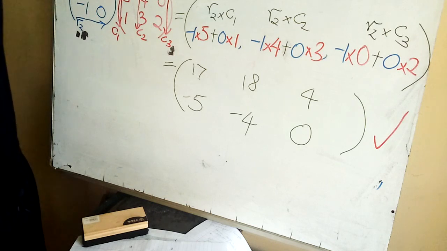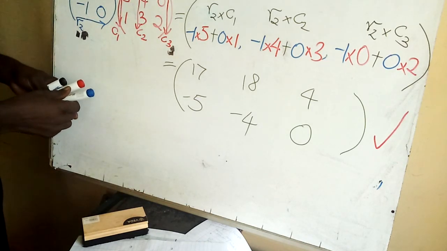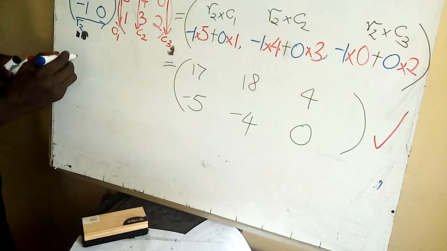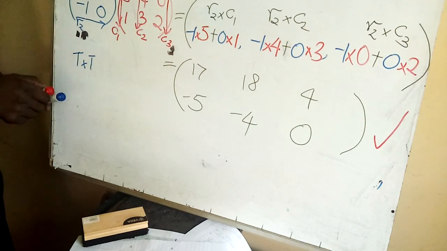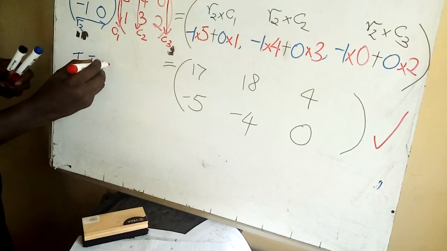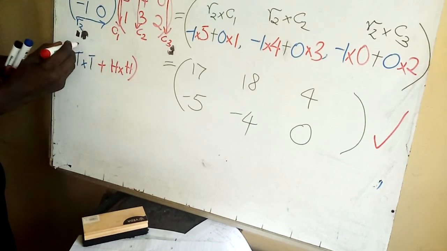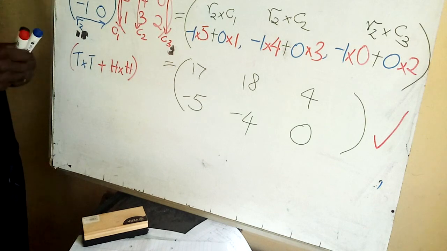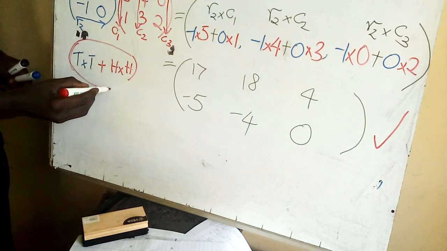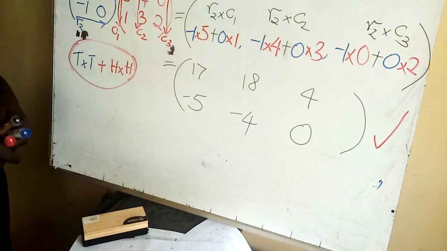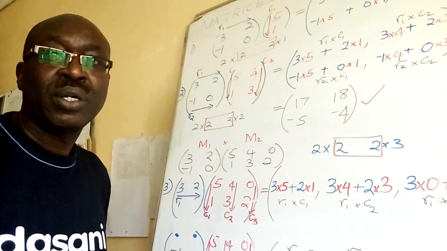Okay? So that gives us something. Always, it is tail times tail, and then we are saying plus head times head. This is what you need to know. This is what is going to help you. Okay?